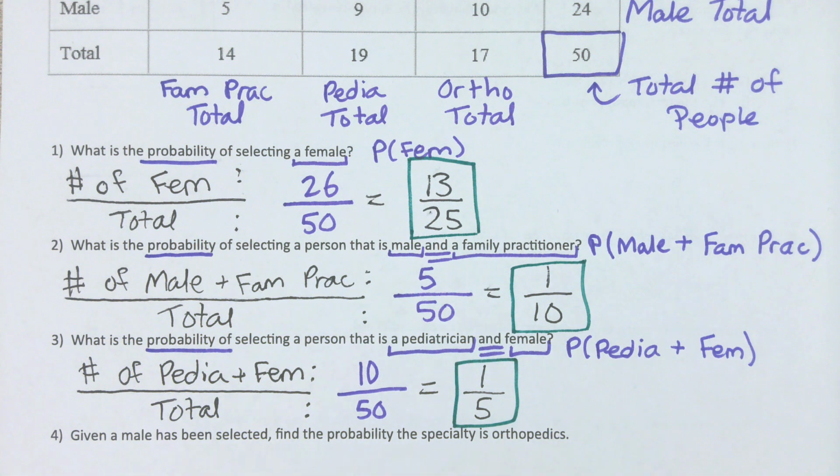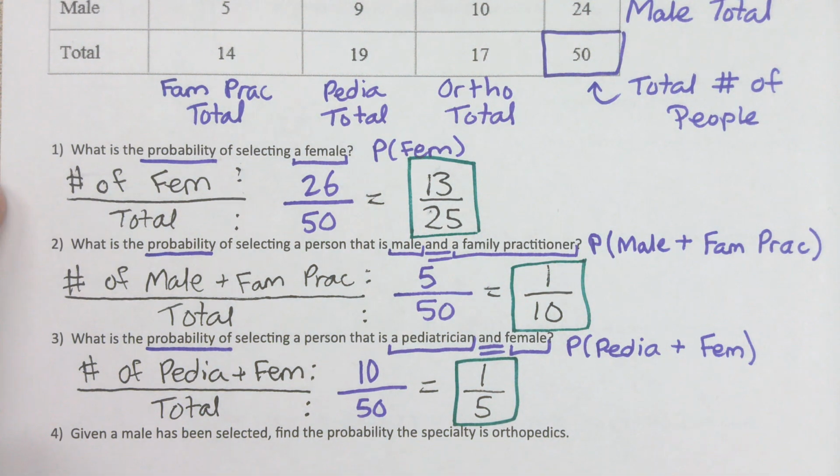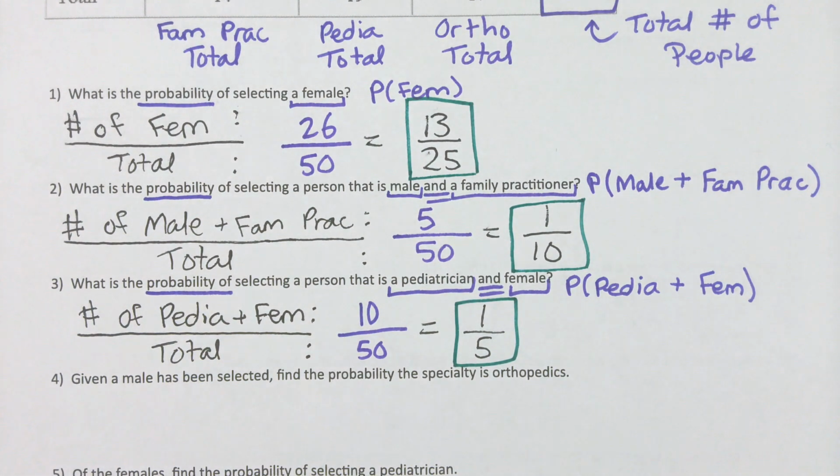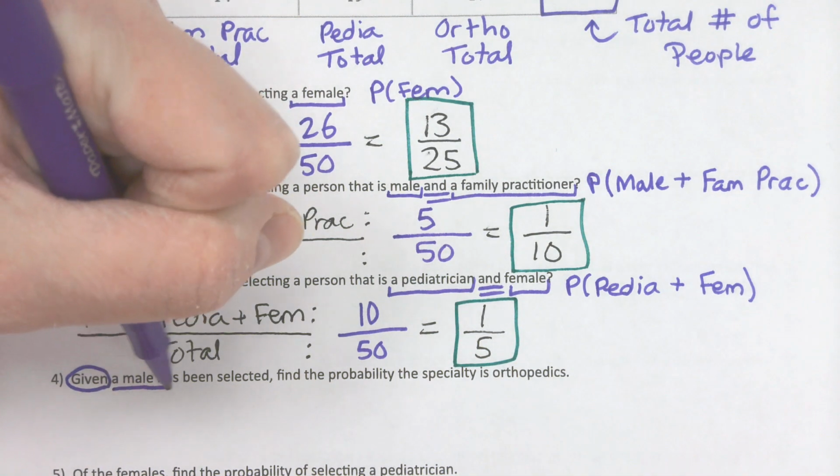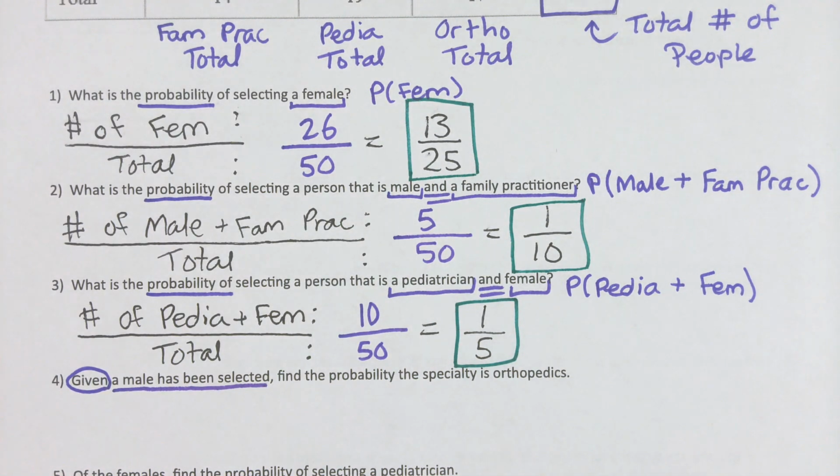Four and five are slightly different types of problems. Start with 4. Given a male has been selected, find the probability the specialty is orthopedics. There is a phrase in here that's extremely important and it should catch your eye every time you read it. Given, that word is a signal that you should pick up. Given a male has been selected. That means I'm going to look only at the men in this table. Of the men, what's the probability I'm going to pull an orthopedic doctor from those people?